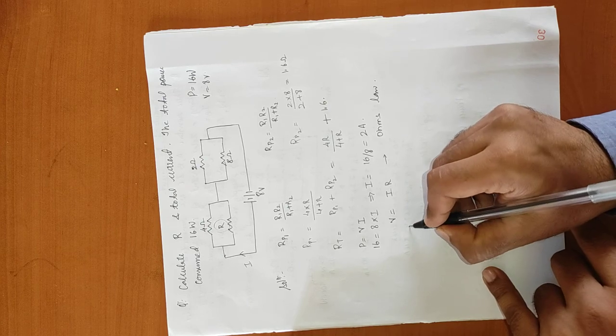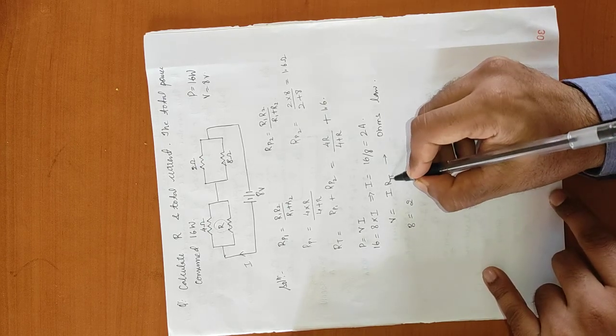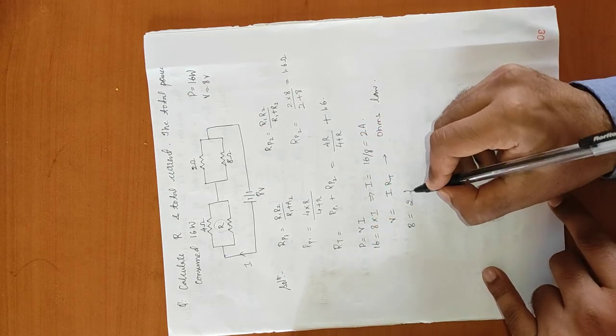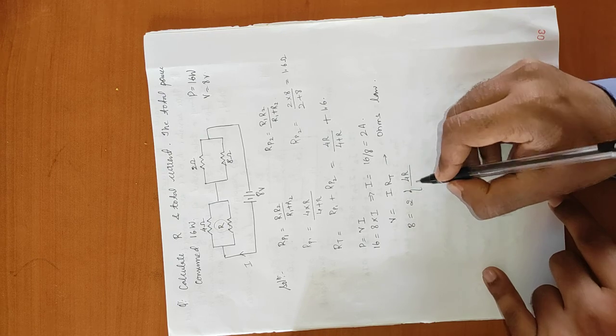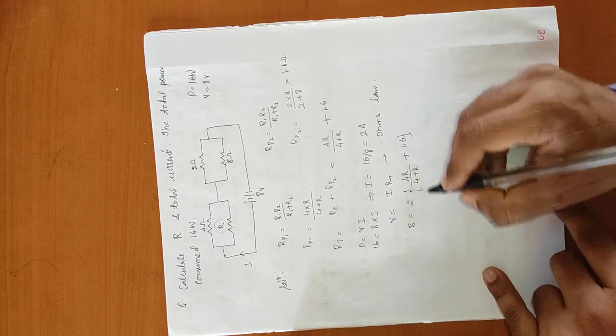So here the value of V is 8. The value of current is 2. Now this is R total. This part is R total. So this equation you have to write it here: 4R over 4 plus R, plus 1.6.